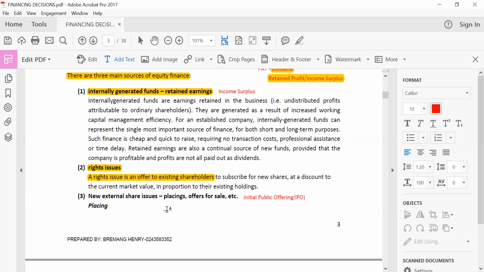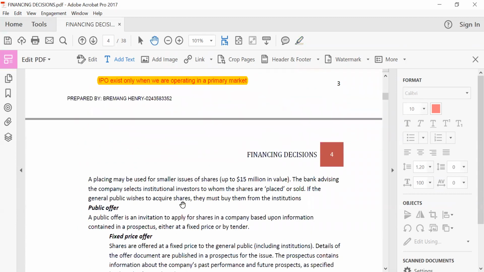So an IPO only comes up when we are operating in the primary market. A primary market is the first-time sale of shares. So if a company is new and is selling its shares for the first time, we call it an IPO. An IPO only exists in the primary market. But if the individuals who bought the shares the first time are selling them to other shareholders, then we will not call it an IPO. It can be a placement or an offer for sale. So that's also a means of raising funds.